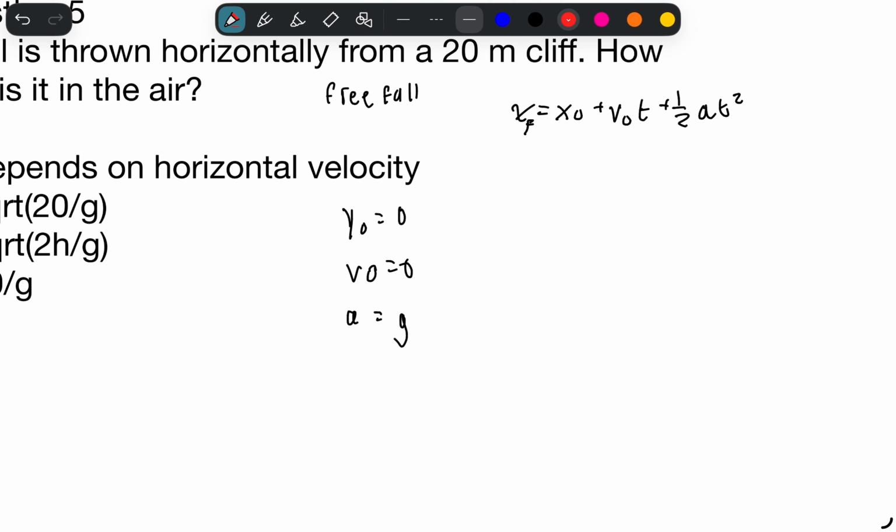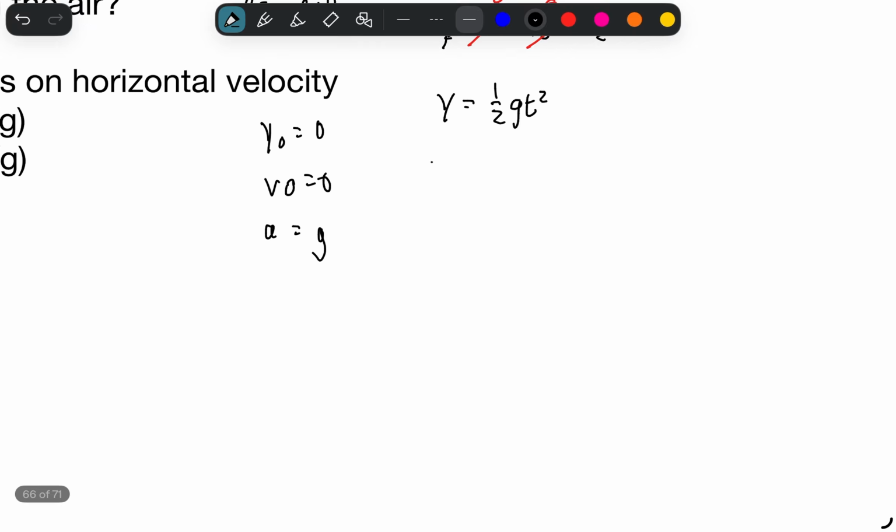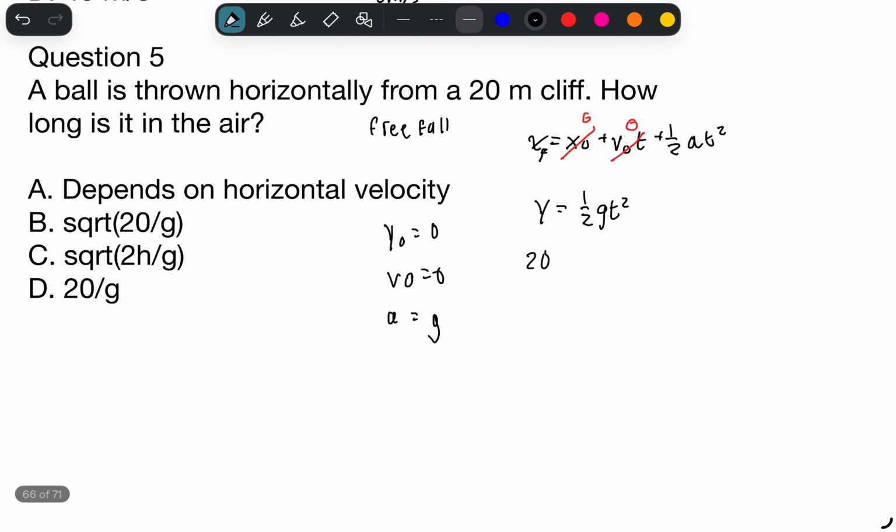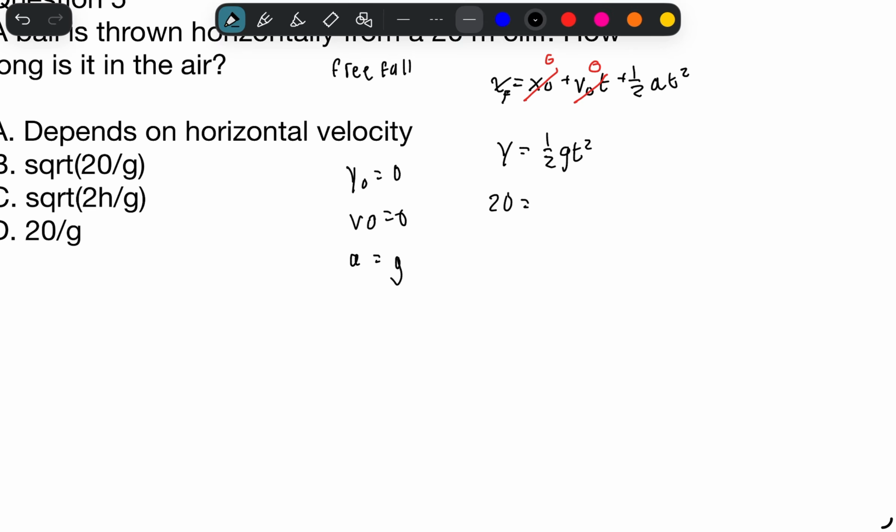So if we apply all of these, instead of our displacement, we're going to have vertical displacement. So we can say that y is equal to 1/2 g t squared. After this, we can plug in, but we need to solve for time afterwards. We have that we travel 20 meters off the cliff, which is the vertical direction. So that's 20 equals 1/2 g t squared. But we have to solve for our t. In order to do this, you're going to multiply both sides by 2.